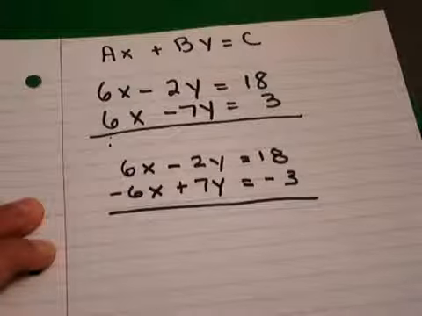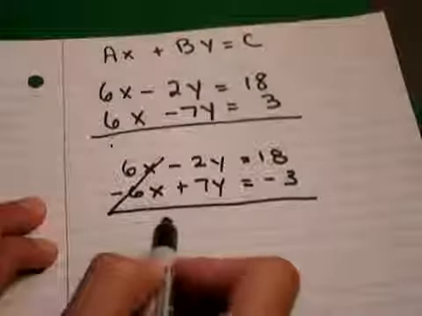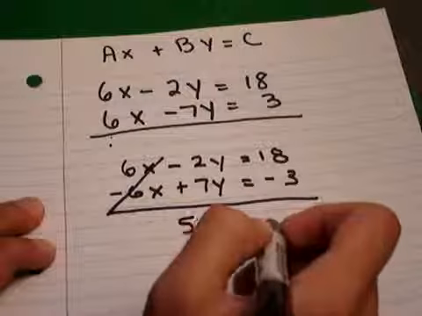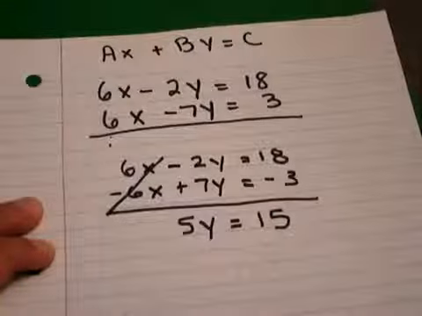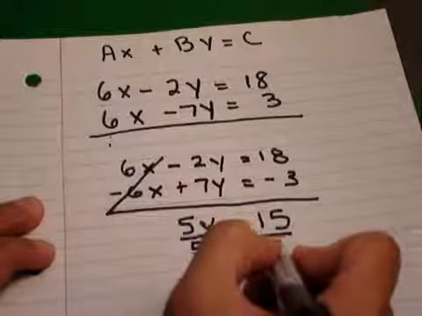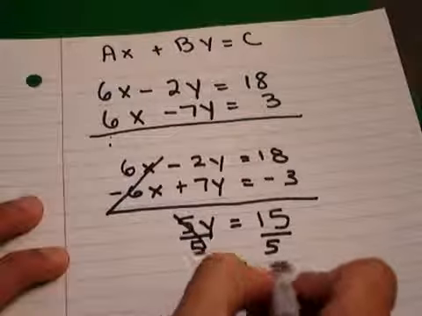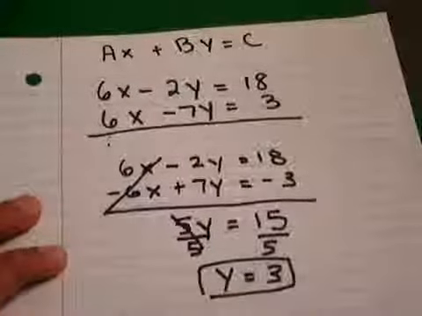We can cancel out the 6x. 7 minus 2 is 5y, and 18 minus 3 is 15. All you have to do now is divide by 5 on both sides, and you have your y variable as 3. Y is equal to 3. So now you have the first answer.